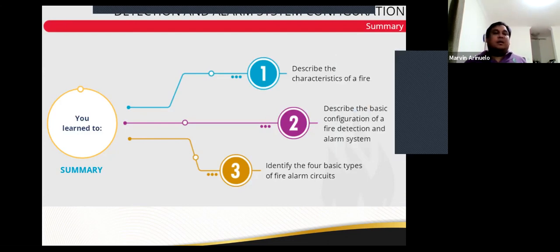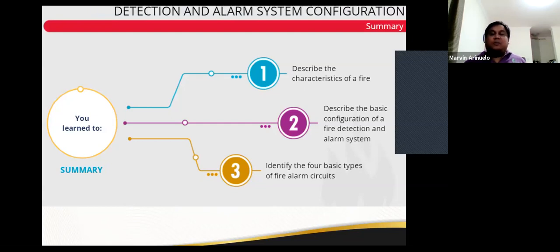Let us discuss the summary. In this section of detection and alarm system configuration, we describe the characteristics of fire, describe the basic configuration of fire detection and alarm, and identify the four types of fire alarm circuits.